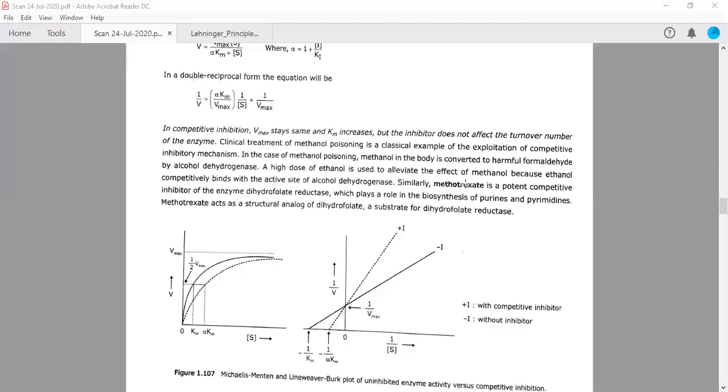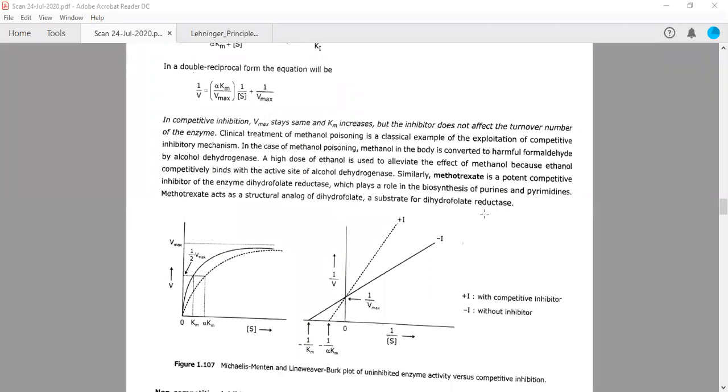Similarly, methotrexate, this is the second example we have recently discussed. Methotrexate is an anti-cancerous drug and a potent competitive inhibitor of the enzyme dihydrofolate reductase, which plays a role in biosynthesis of nucleotides, purines and pyrimidines. Methotrexate acts as a structural analog of dihydrofolate. You should also remember that the normal substrate of dihydrofolate reductase enzyme is dihydrofolate, which will be converted into tetrahydrofolate in the presence of NADPH.